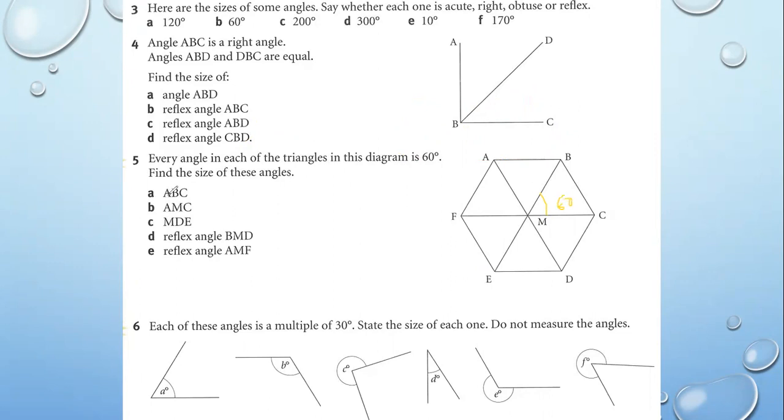So if he say ABC, from A, B and C, what is the angle of A, B and C? So it's equal to 120. Okay, so right here 120, because 60 plus 60, 60 is here and 60 is here. Okay, so 60 and 60 is equal to 120. AMC, AM and C same, 120, 120.